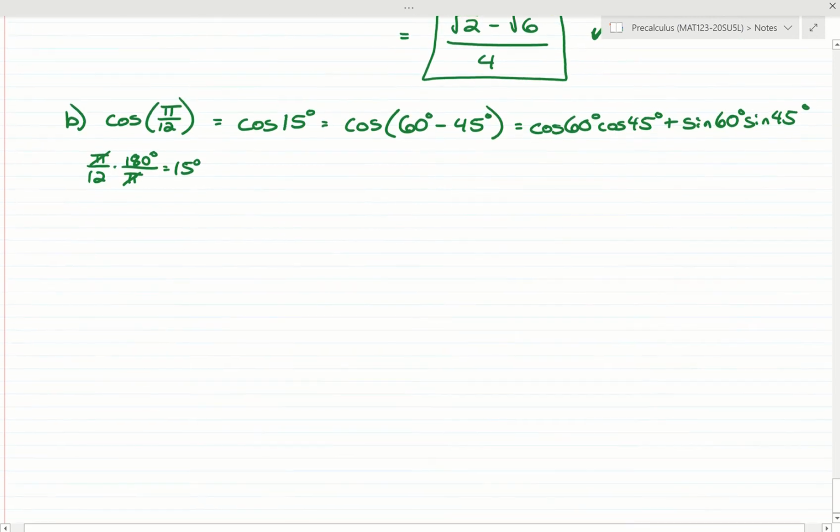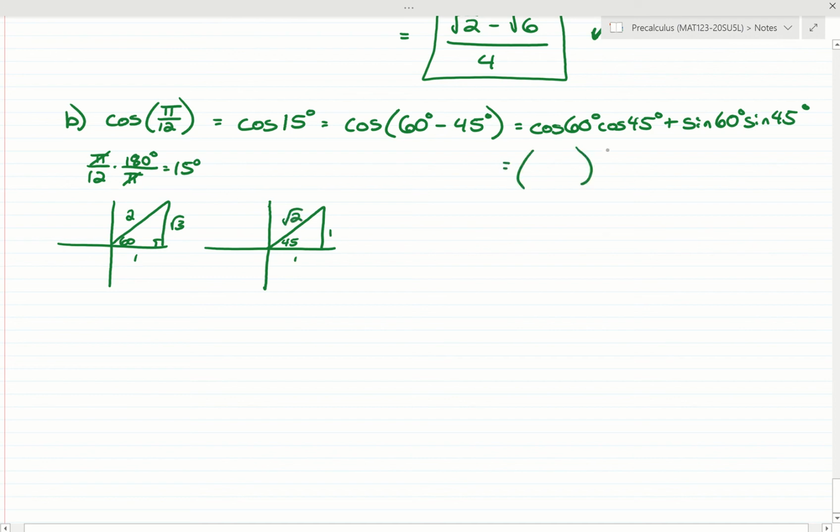Well, let's draw these angles out so we could figure out what values we're going to be using. 60 degrees looks like this. So this would be 1, 2, and root 3. 45 degrees would look like this. 1, 1, and root 2. So let's answer this.